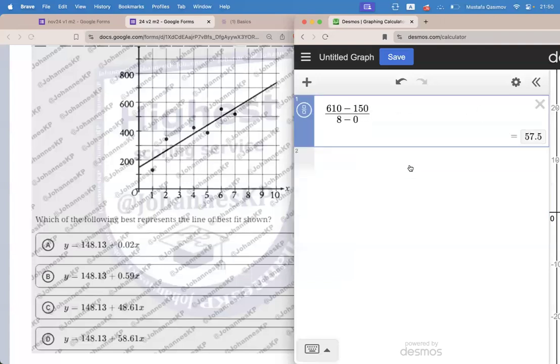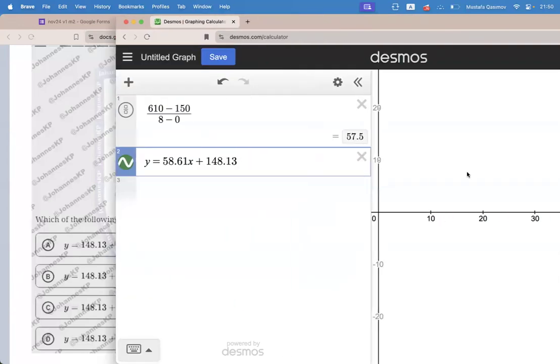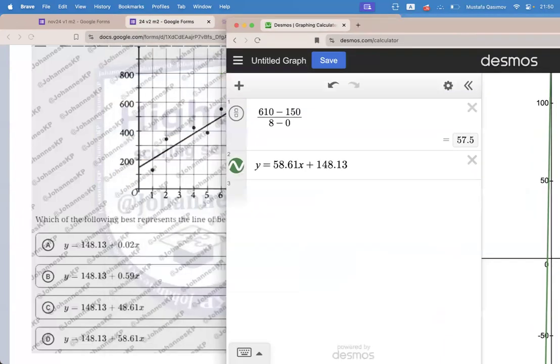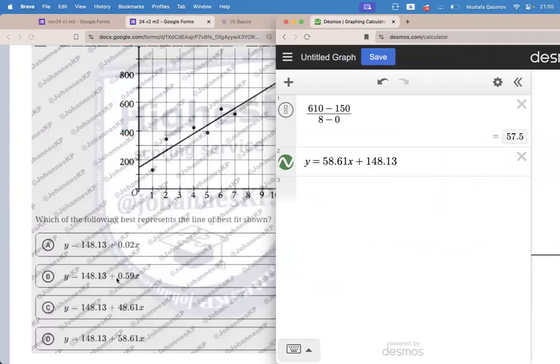But some students here do it like this. Y is equal to 58.61x plus 148.13. So for that one, you can see that it is like this. They are not the same. So they think D is not correct. They take option B because option B is closer to that one.